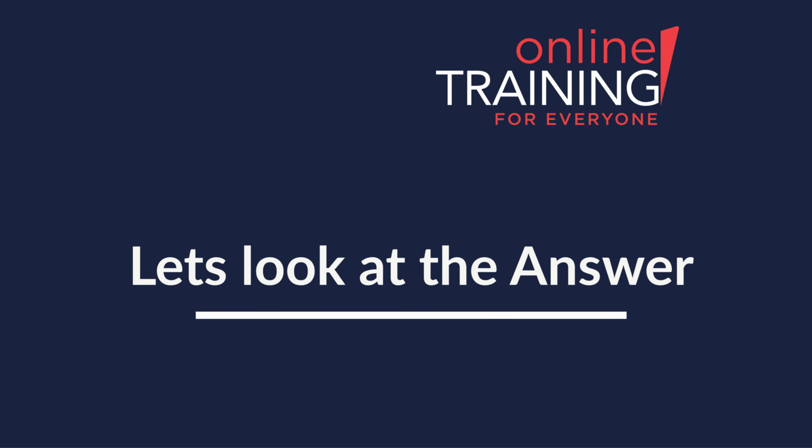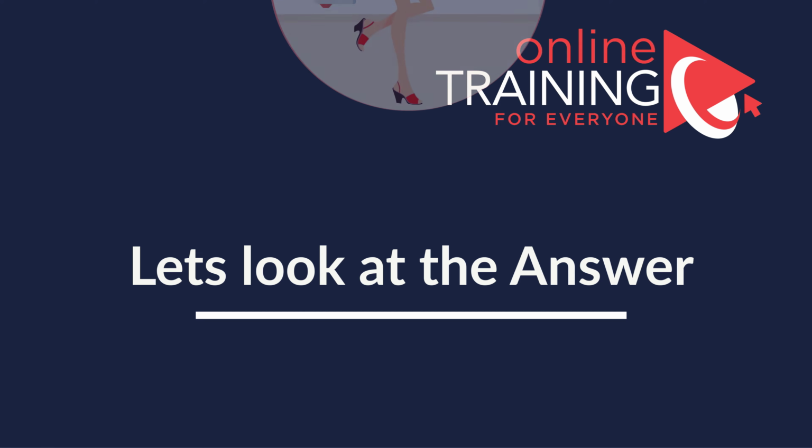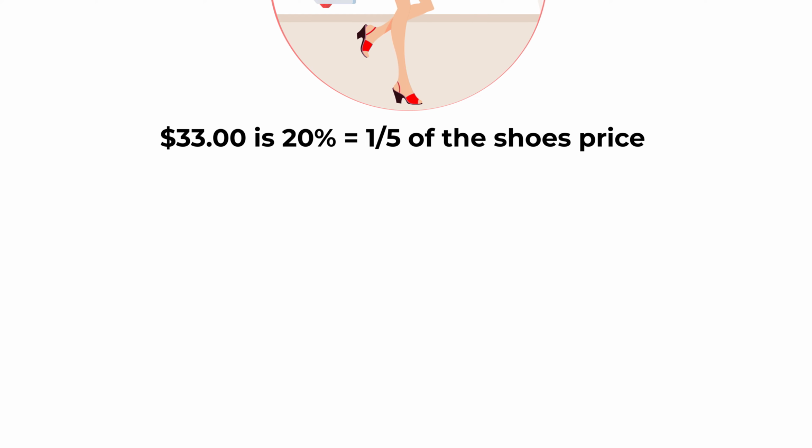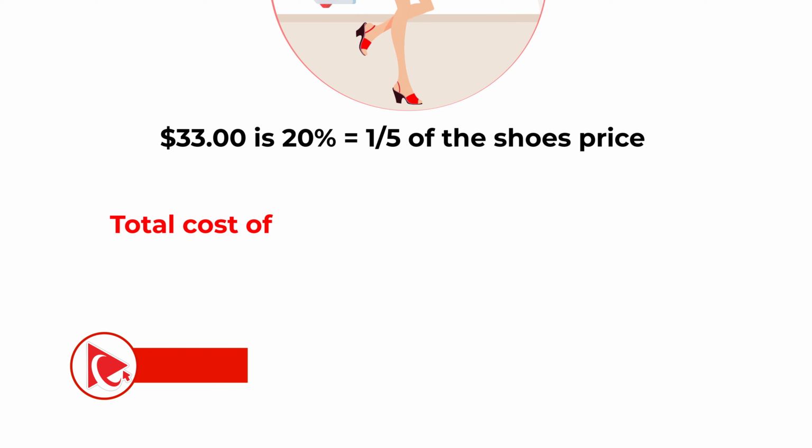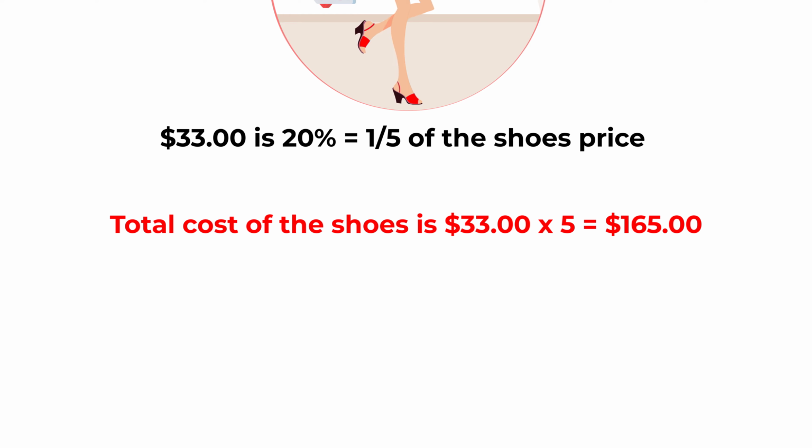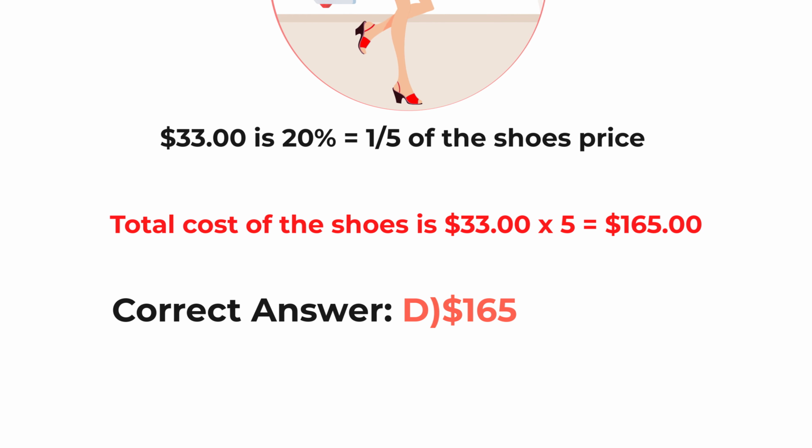The answer to this problem is very simple. $33 is 20% or 1/5 of the shoes' price. So the total cost of the shoes would be 33 multiplied by 5, which would be equal to $165. So the correct answer here is choice D, $165.